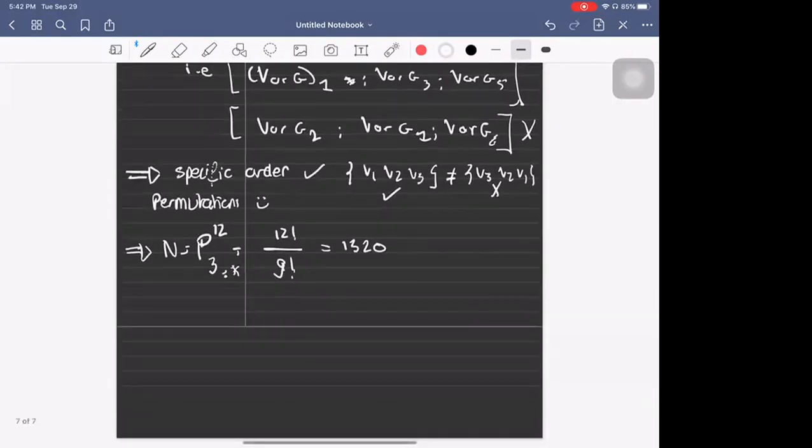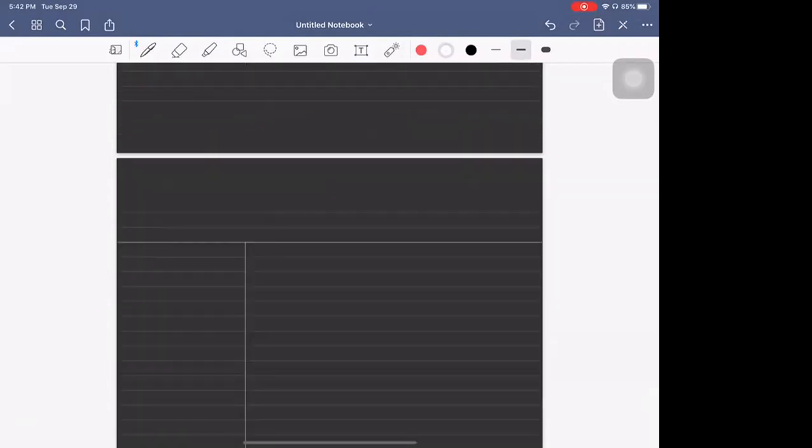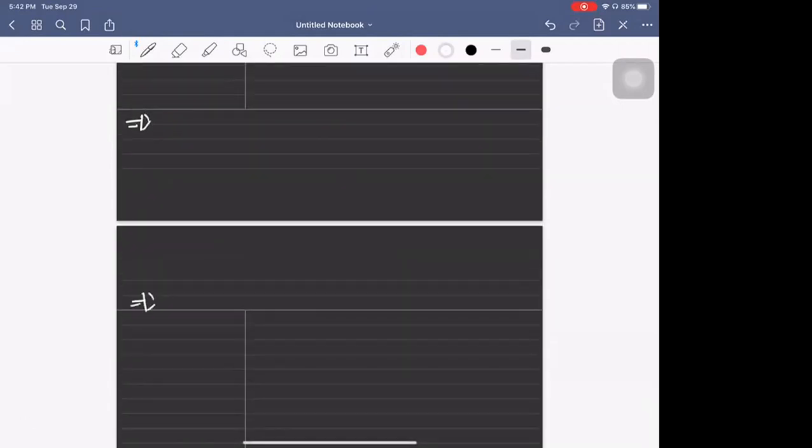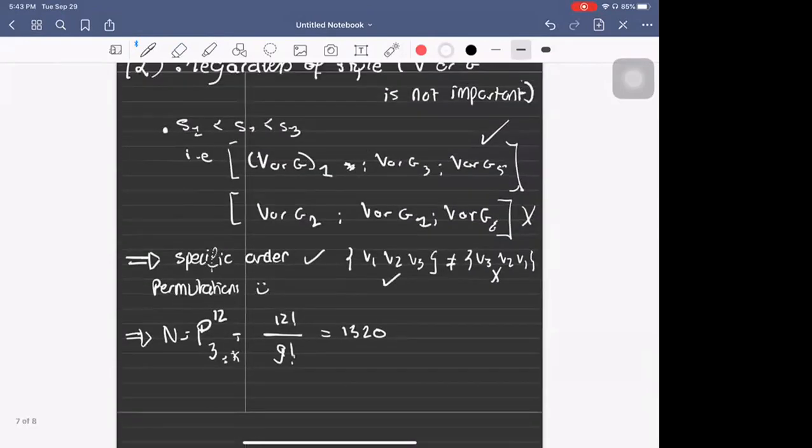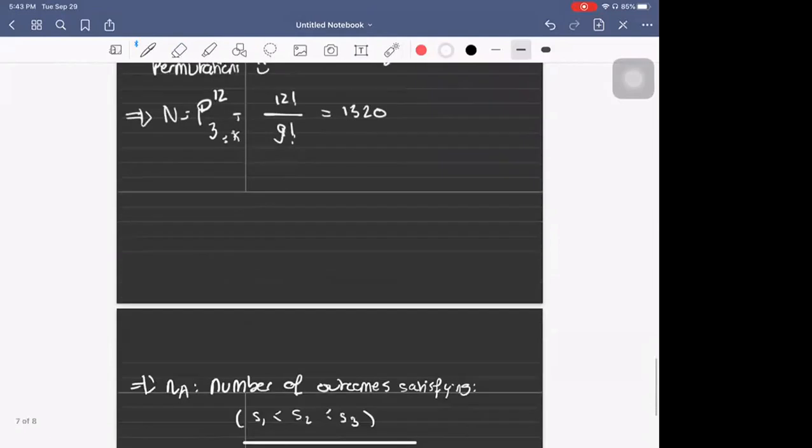So we have n equals 1320, and now the weird part of the exercise, we got to count NA. So does anybody have an idea how we can go about counting the number of outcomes satisfying the subscript 1, subscript 2? Does anybody have an idea about how we could go about doing that? I could try myself out, maybe.